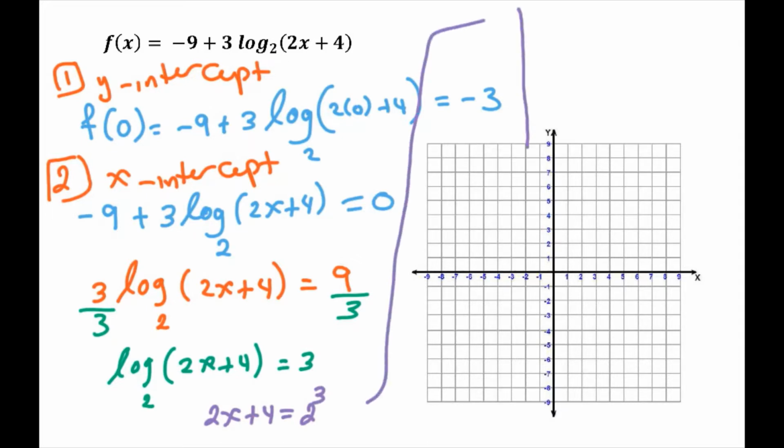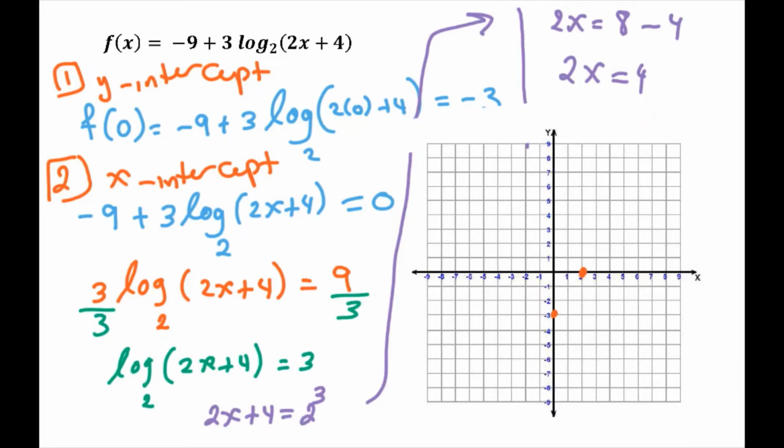I'm going to finish it here. So 2x equals 2 to the power of 3, which is 8. And then move the 4 to the other side. 2x equals 4 and x equals 2. So now by doing this, we know that the y-intercept is negative 3. The x-intercept is 2.